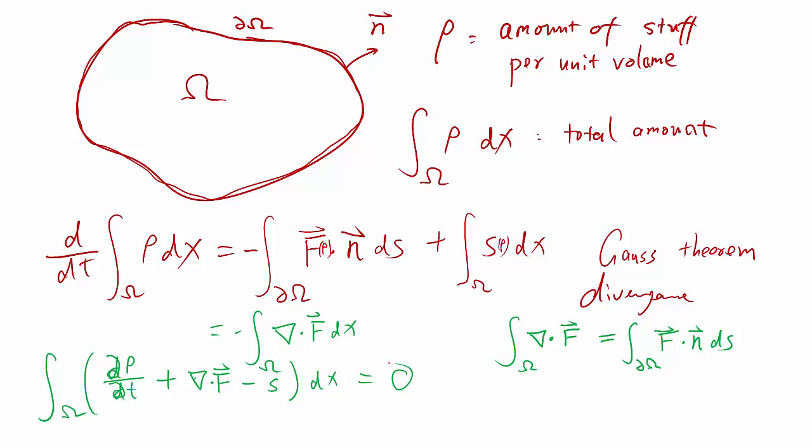I'm just combining all the integrals of the same thing. And what's more interesting is that this has to hold for any omega. It doesn't just hold for one omega. It holds for any control volume we can draw. What does that mean? That means the integrand, as long as it's a continuous function, has to be equal to 0 pointwise, right? If it's not equal to 0 at any point, I can draw a tiny control volume around that, and the integral is not going to be 0.